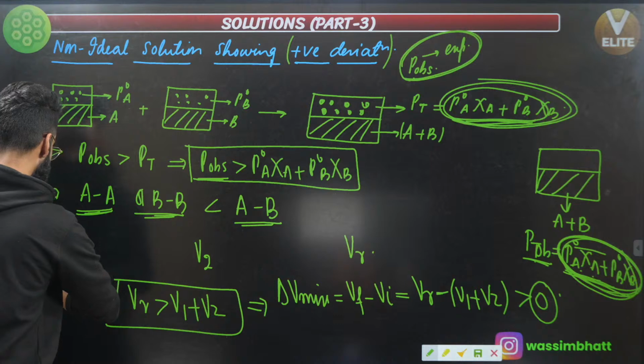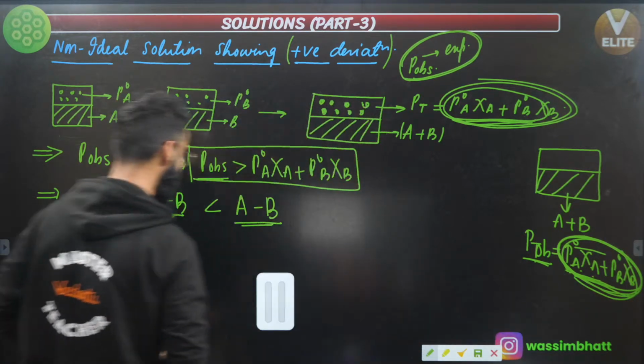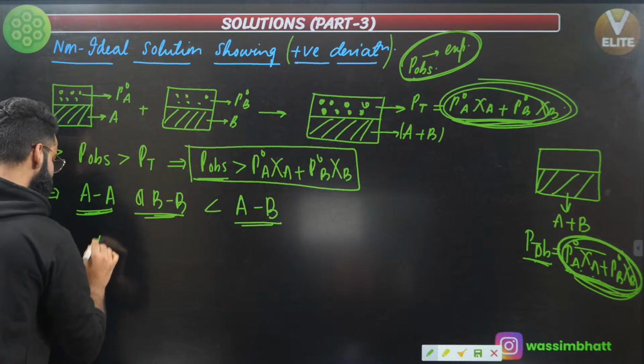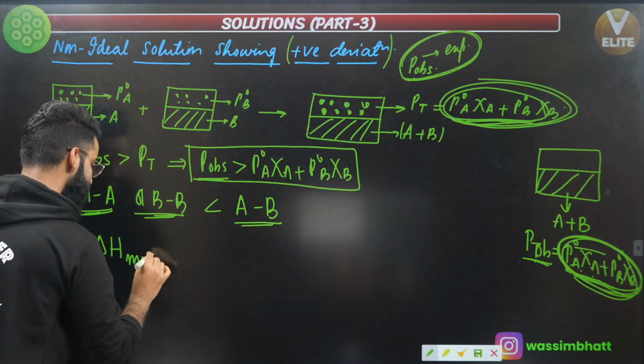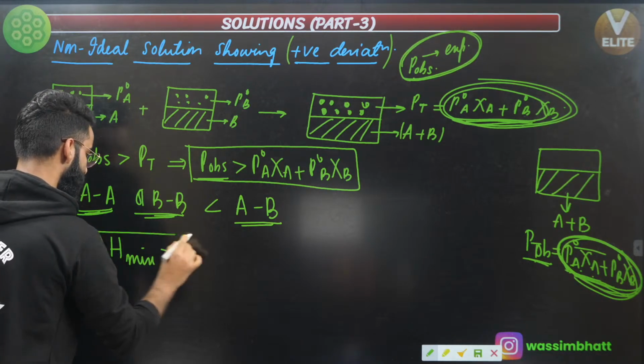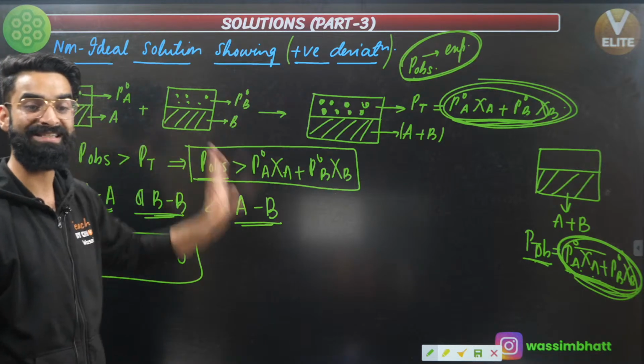Similarly, after talking about delta V mixing, we can talk about delta H mixing as well. Remember, in case of the non-ideal solution showing positive deviation, delta H mixing will be greater than 0. So overall, this process is endothermic.